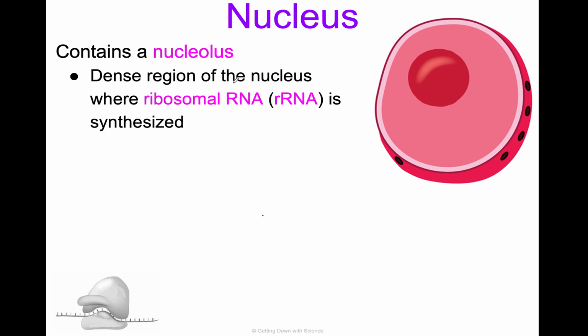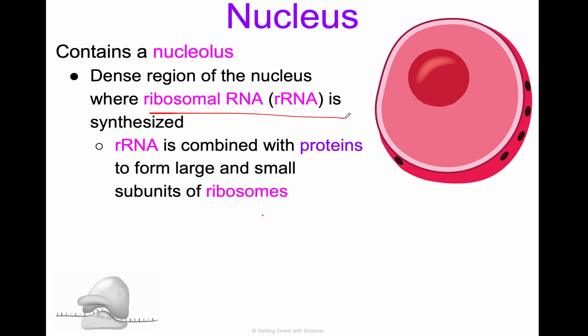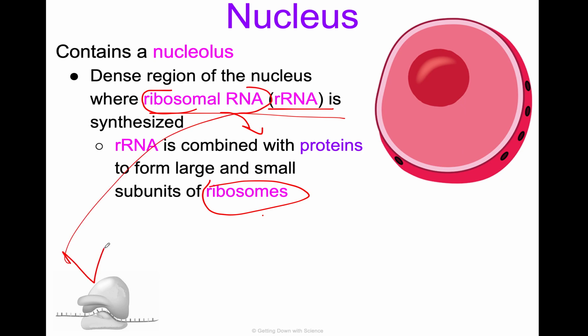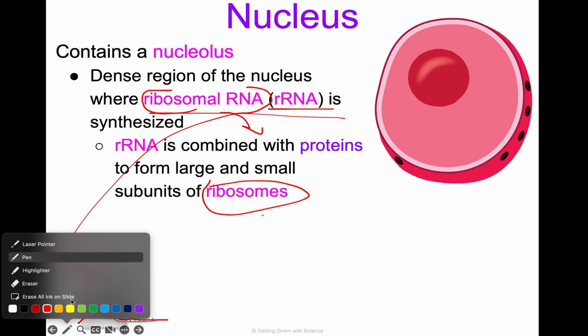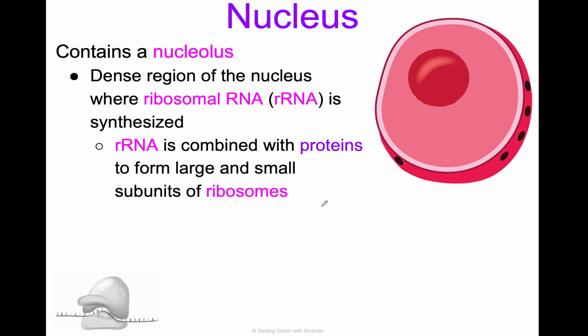It's a dense region of the nucleus where rRNA is synthesized. rRNA combined with a couple proteins actually makes up ribosomes. So this is kind of an interesting concept. Where do these organelles come from? Where are they coded in our DNA? There's a particular part of your DNA that codes for this ribosomal RNA in order to make protein that can code DNA. It's very strange, but quite brilliant. Awesome.